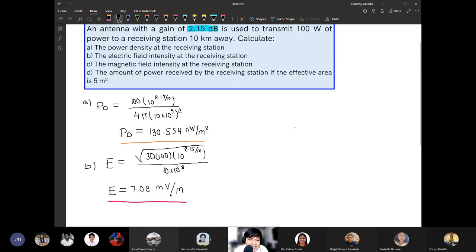So how can we solve for the magnetic field intensity? What's the easiest solution? Wala tayong direct formula kasi guys ng magnetic field intensity. So how can we get the H? Tingin nyo guys. So we don't have a way to directly compute for H. So what do you think is the best way to solve for H in this case?